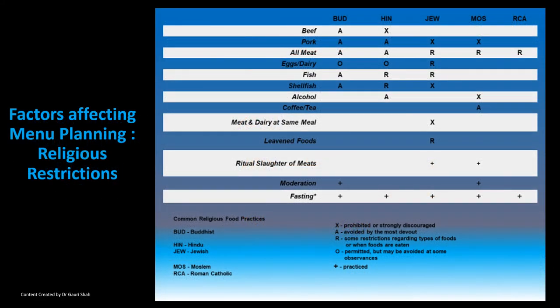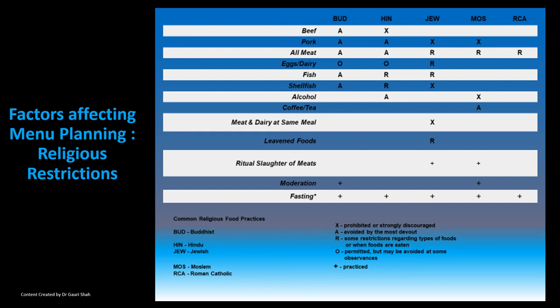As you all see in the picture, it is of prime importance to understand the religious restrictions. Every devotee here follows the do's and don'ts mentioned in their religious journals about food. They consume very strictly the foods which are mentioned in the journal, and they do not consume the food which is prohibited in the journal.